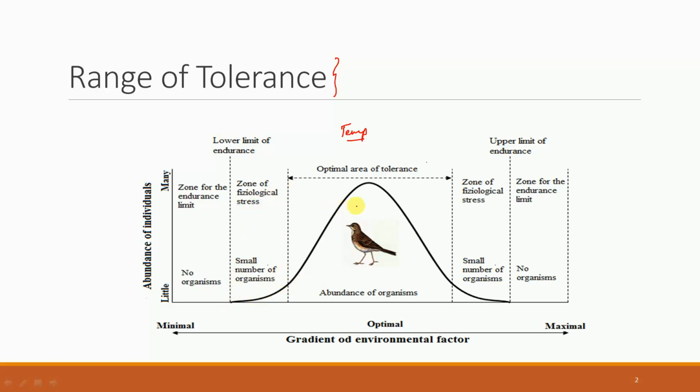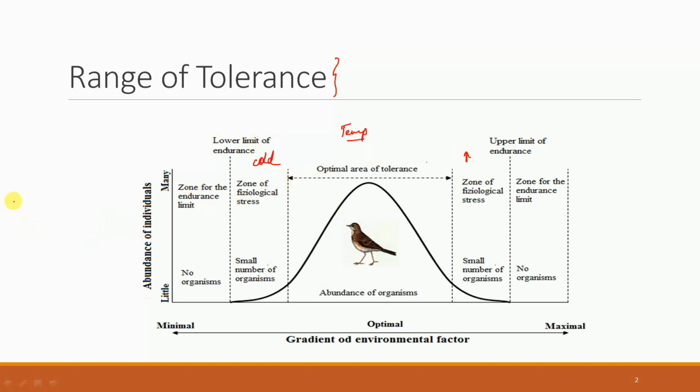Now it is shown on both sides here because this temperature has a limit. It can be positive as well as negative. For instance, this could be the zone where the temperature is too cold and this could be the zone where the temperature is too high. So this is why it is shown on both sides of this bell curve.